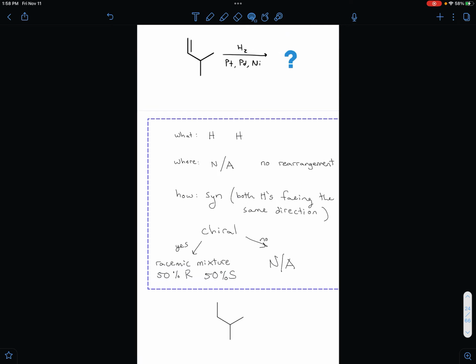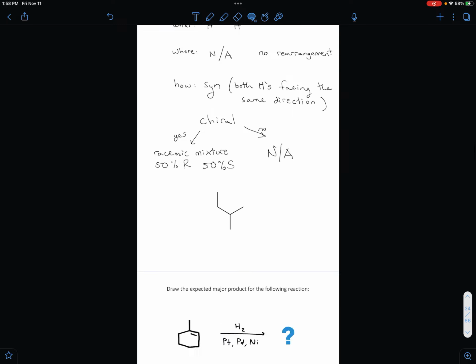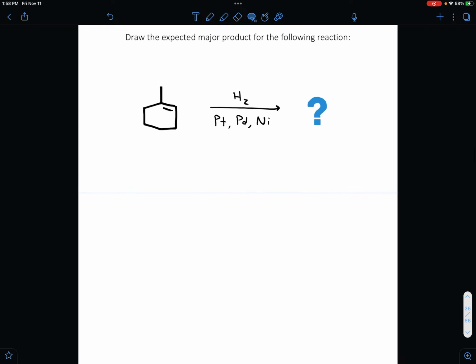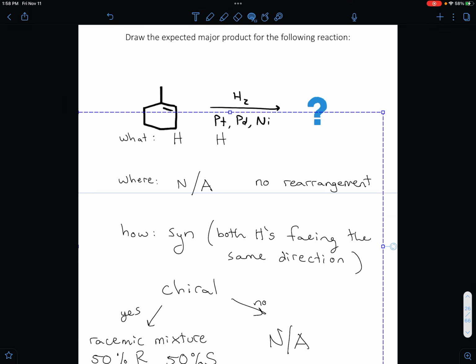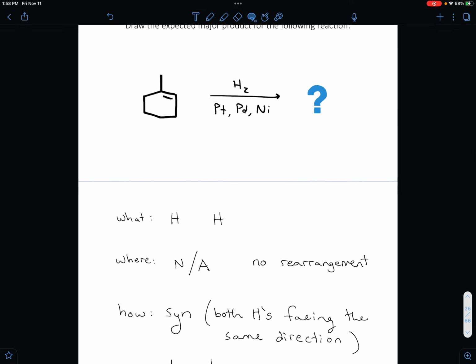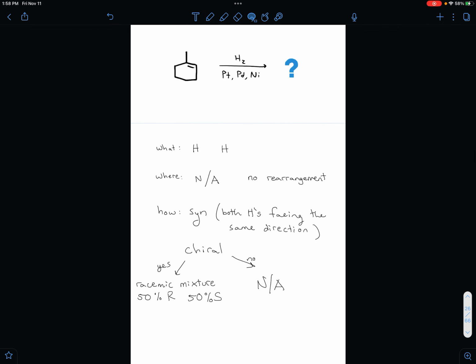So let's take the same sort of thinking and try to apply it to another molecule. You see the alkene, the pi bond, and so you think, okay, I can do an addition reaction. What am I adding? You look at the reagents, and you would want to see hydrogen gas, H2, with either platinum, palladium, or nickel. You don't have to have all 3, so just 1. And when you see those 2 things, you'll say, okay, I'm doing hydrogenation, and that means I'm adding 2 hydrogens without rearrangement, and they would add syn.